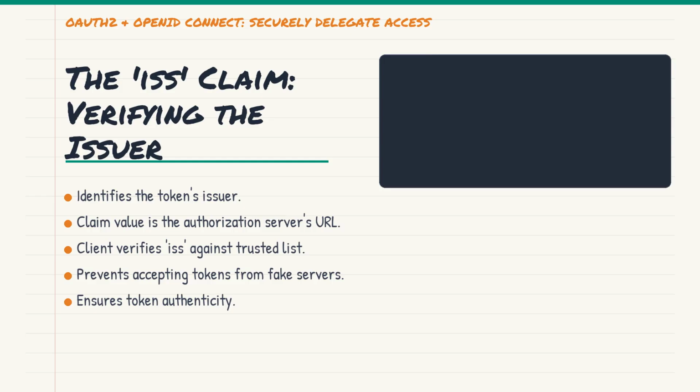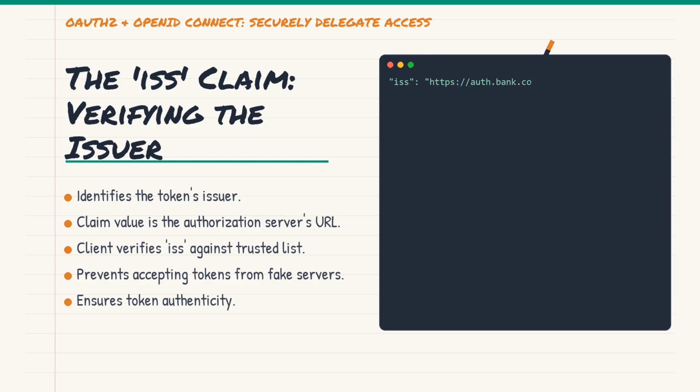Similar to the aud claim, the issuer claim, iss, in an ID token or access token is critical for security. It identifies the entity that issued the token, in our case, the bank's authorization server. When a client application or resource server receives a token, it must verify that the iss claim matches the expected issuer. This prevents a scenario where an attacker might try to trick your client into accepting tokens from a fraudulent authorization server. By checking the iss claim against a pre-configured, trusted list of issuers, you ensure the token is legitimate and originated from a trusted source.